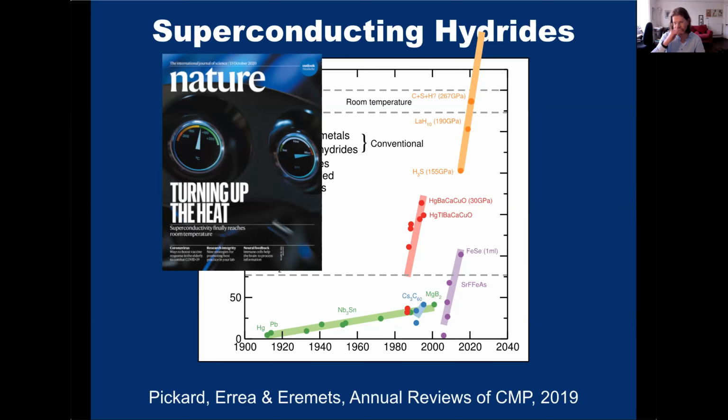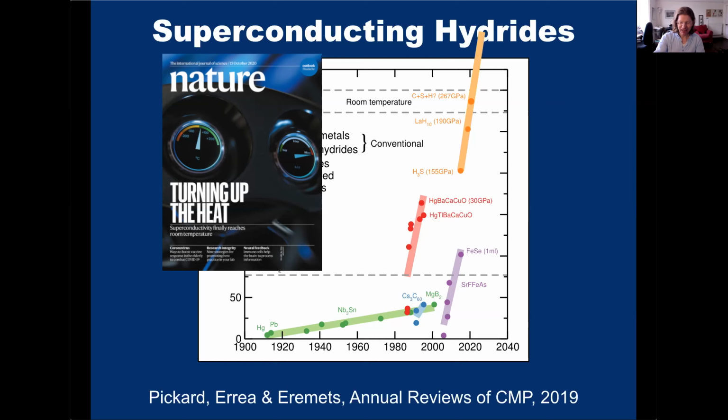Now they take a carbon sulfur hydrogen system of unknown structure, squeeze it to 267 GPa, and end up with a superconductor with a Tc of about 15 degrees Celsius. So this is a breakthrough. I mean, it's a room temperature superconductor, unfortunately at pressures close to the center of the Earth, so we still have work to do.